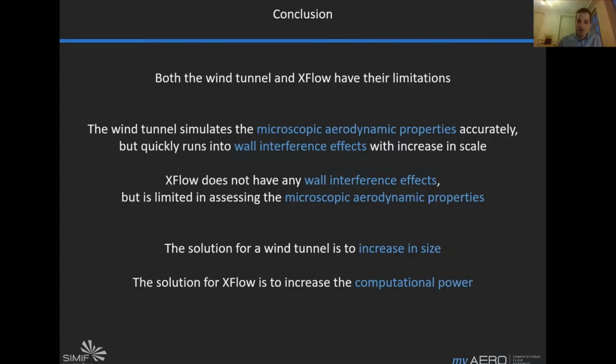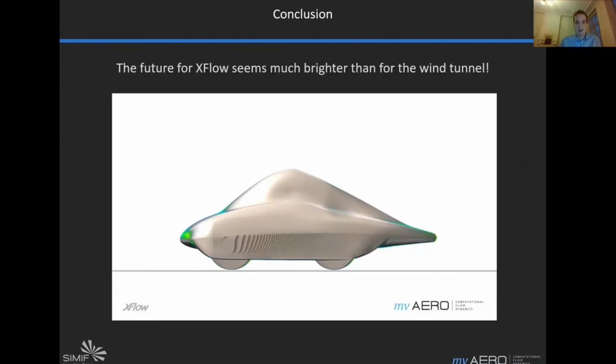It's interesting to look at the solutions for these problems, because for the wind tunnel, the solution is to increase in size, and given that these wind tunnels are already the size of buildings, it's not very likely to change in the future. But the solution for XFlow is to simply increase the computational power, and that's almost a fact of life that it will increase over time. So I'd like to end my presentation by saying that the future for XFlow therefore looks much brighter than the future for the wind tunnel.